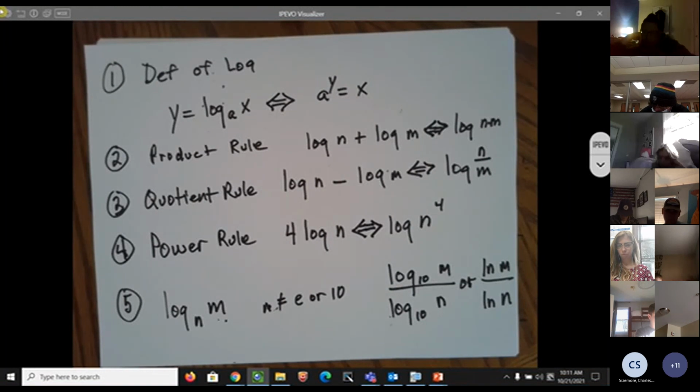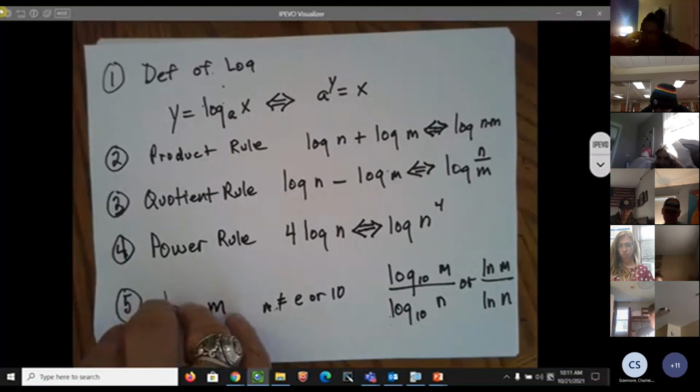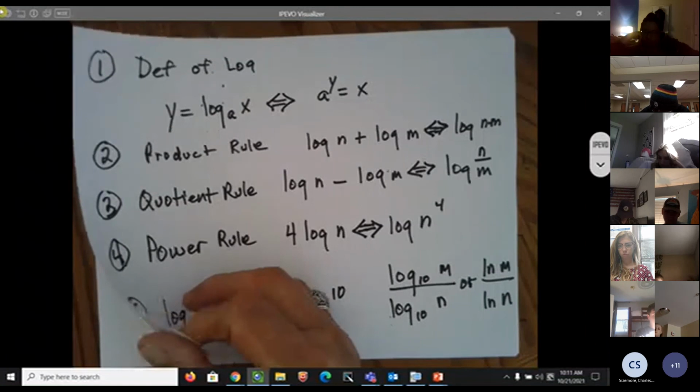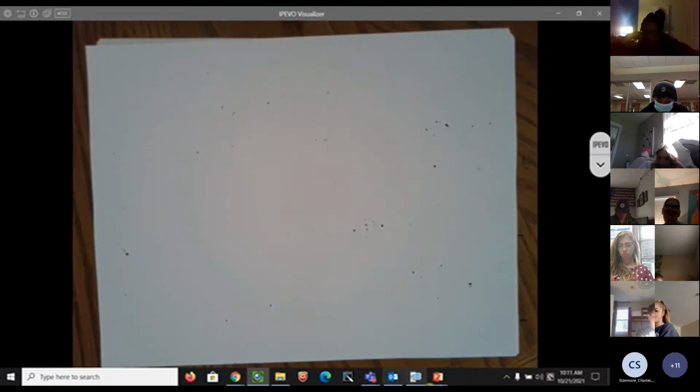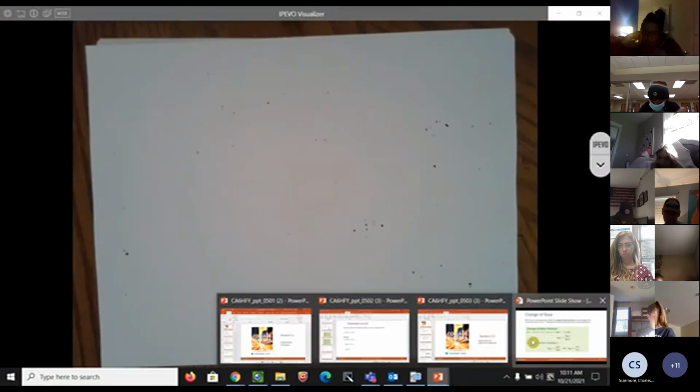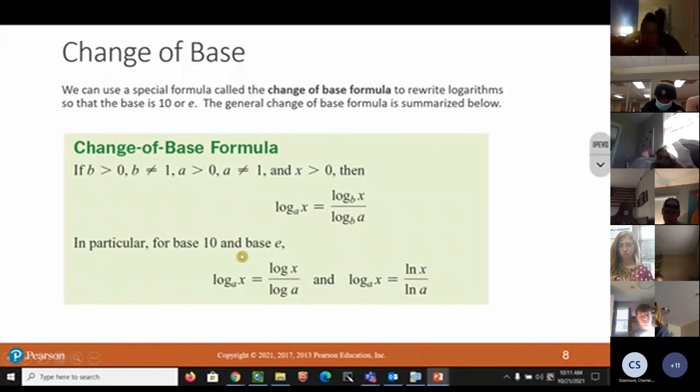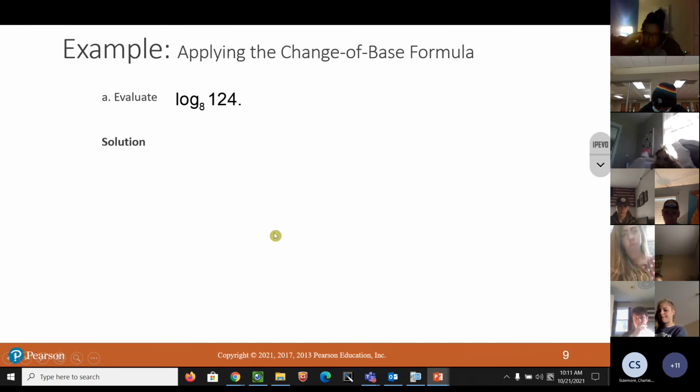That's why I've written it down at least 3 times. So let's look at the next slide and see what they want. There is the change-of-base formula, and they're going to give you a couple of examples on the next slide. I would write them down because they're probably going to be test questions. So here's the first one.